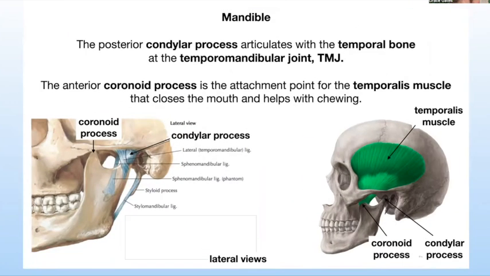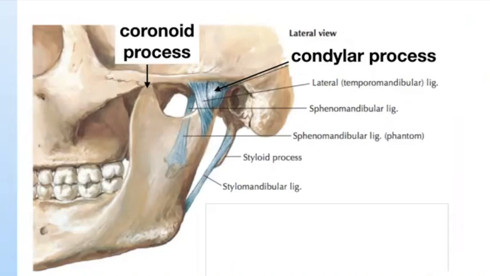The posterior condylar process articulates with the temporal bone at the temporomandibular joint. So here's the condylar process articulating with the temporal bone, which is here, the temporo for temporal bone, mandibular for mandible joint. The anterior coronoid process is the attachment point for the temporalis muscle that closes the mouth and helps with chewing.